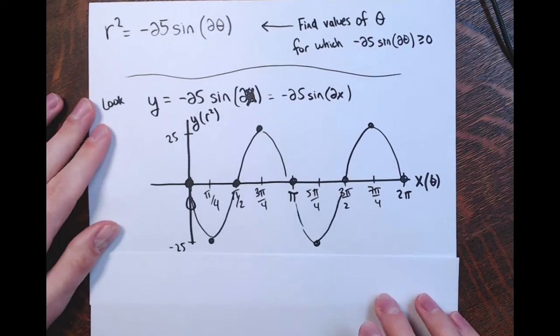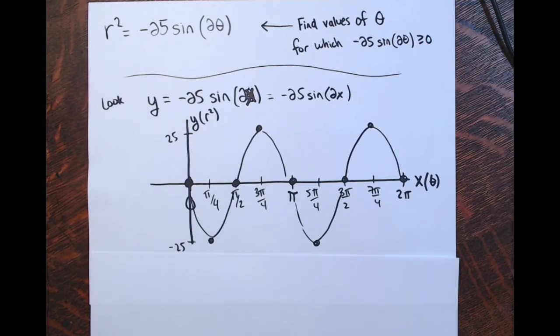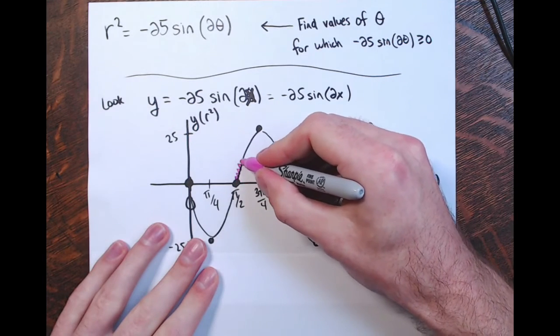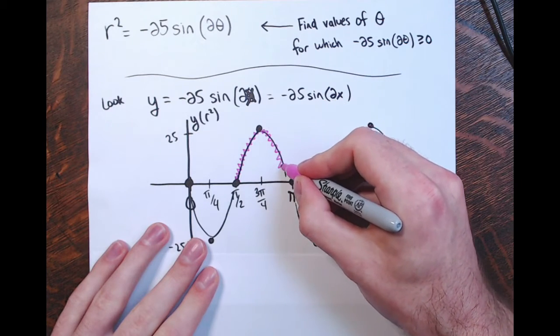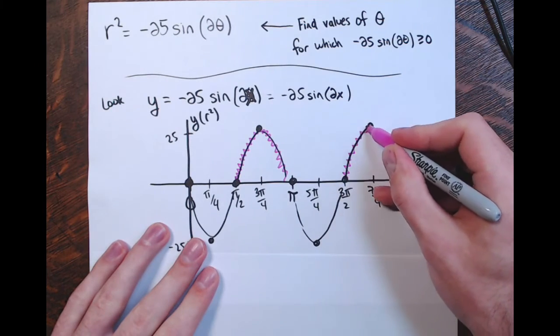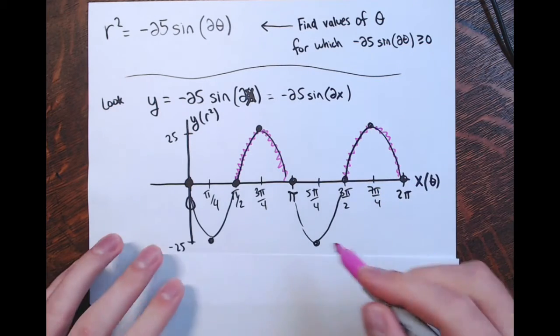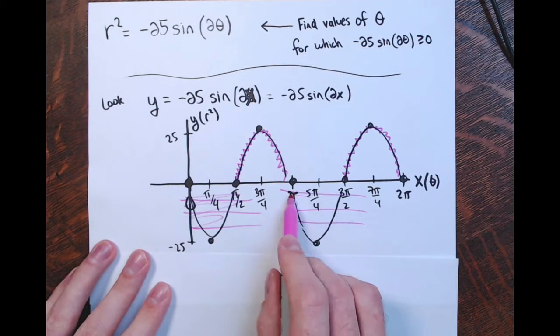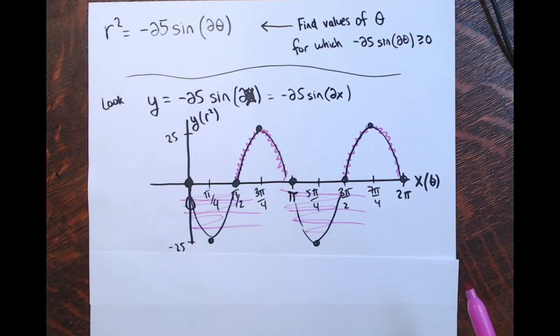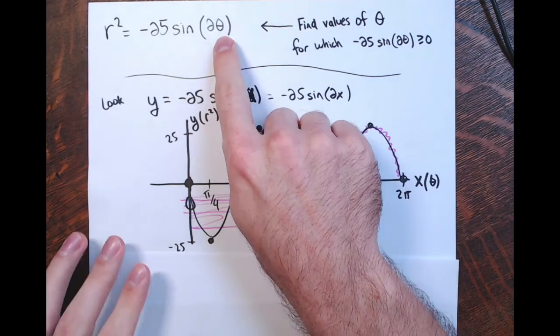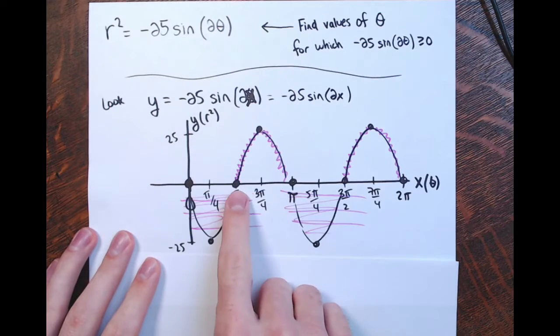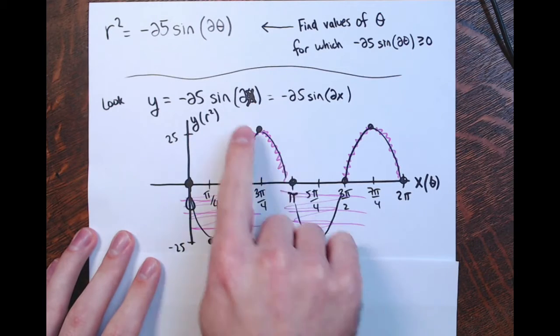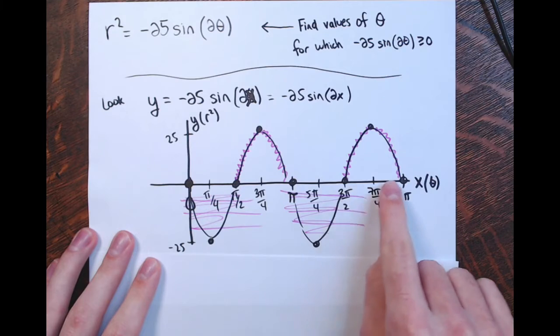Now the only values that actually mean anything to us are these here, where the outputs are positive. All these down here are pointless. These parts of the graph mean nothing because I have negative outputs, and you can't have r squared be a negative number. So the only values of theta that are allowed in this equation are between pi over 2 and pi, because I'll get positive values here, and between 3 pi over 2 and 2 pi.